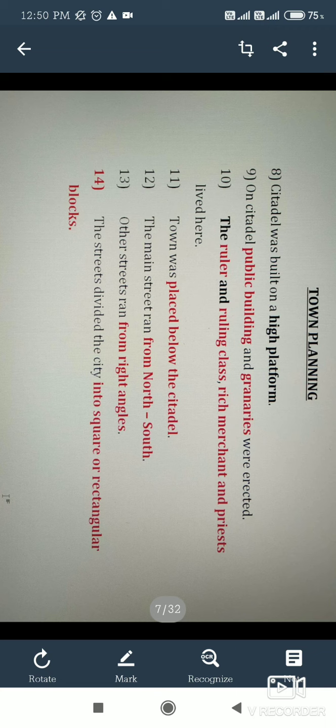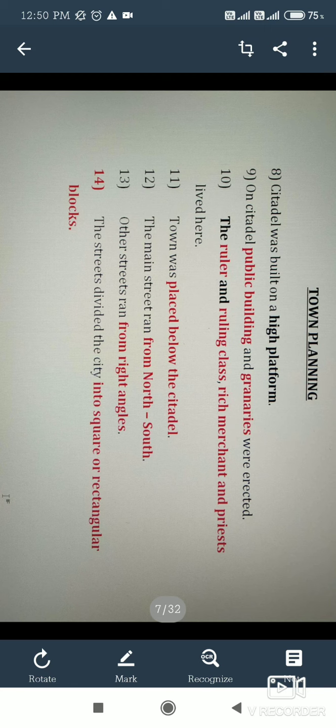So they are erecting public buildings. They are storing their granaries on the citadel. The ruler and ruling class, the rich merchants and priests live here. On the citadel, they are constructing houses, and in those houses the rulers, ruling classes, rich merchants, and the priests were staying.